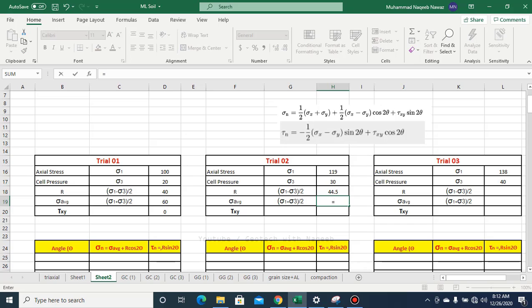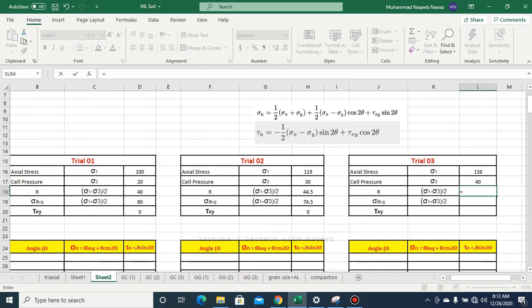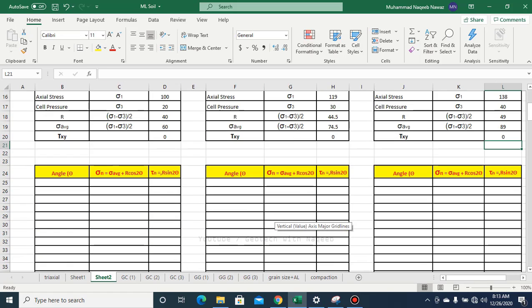For trial 2, we'll repeat the same procedure. Divided by 2 is equal to this value, divided by 2, and 0 for the tau value in this case. Now again the same process will be repeated. Now we have performed the basic calculations. Now we need to draw the Mohr circle.